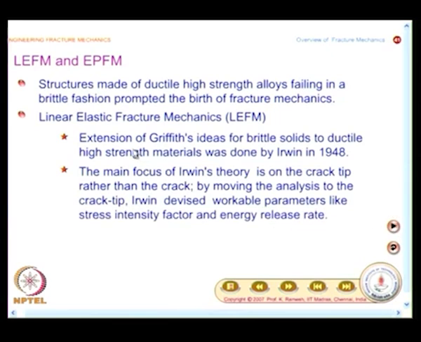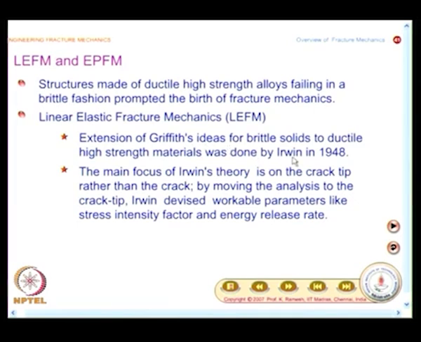This is what I had mentioned earlier, whatever the ideas generated by Griffith for brittle solids was extended to ductile high strength materials by Irwin in 1948. We would see how he has done it. When we look at the chapter on energy release rate, we would be able to find out how conveniently he was able to extend the ideas of Griffith.